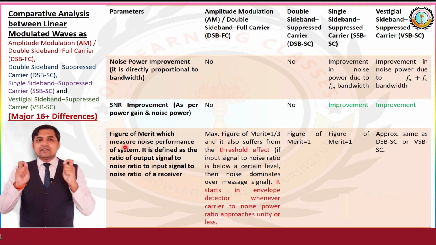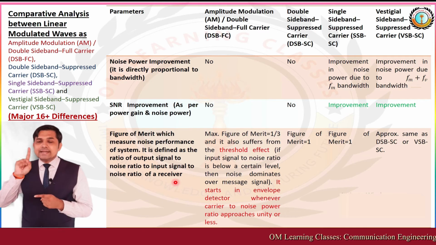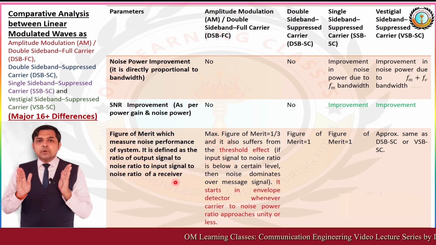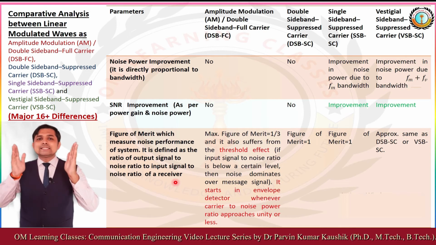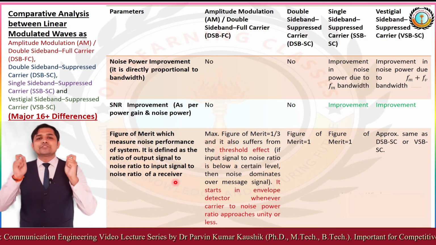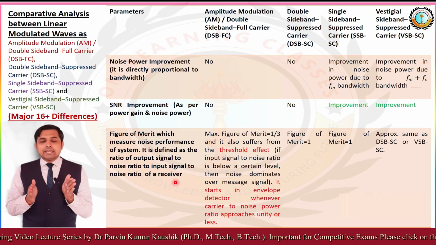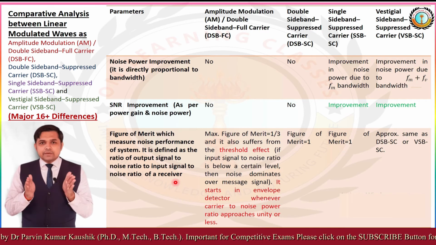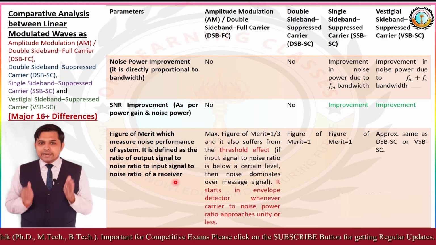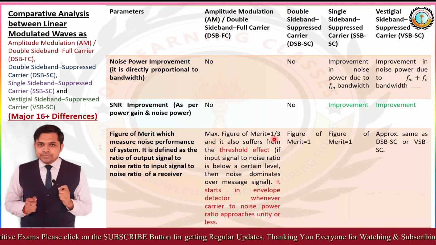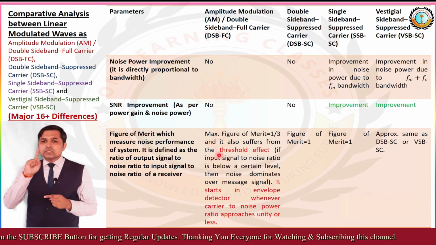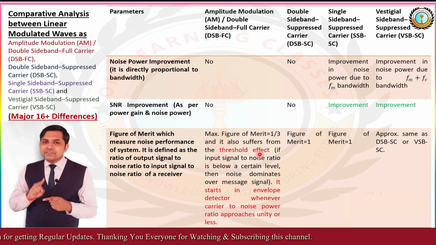The figure of merit measures the noise performance of the system, and it is the ratio of output signal to noise ratio to the input signal to noise ratio of the receiver. So in AM or DSB full carrier, the maximum figure of merit is equal to 1/3, and it also suffers from threshold effect.